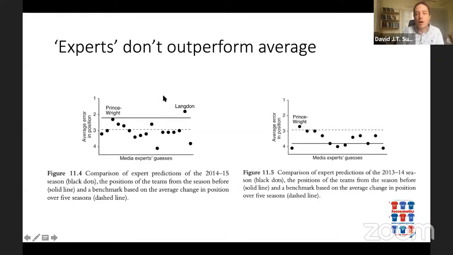This was for 2014-15. For 2013-15, there were a few people who did overperform a little bit. I noticed this guy in particular, he overperformed in these seasons, but they didn't really overperform if you just took the average error over these seasons. So all the experts were a little bit lucky for some reason.